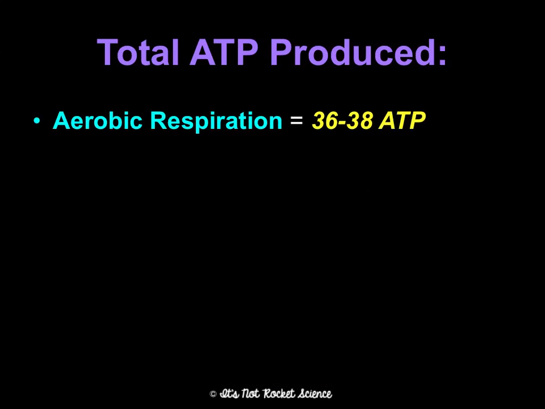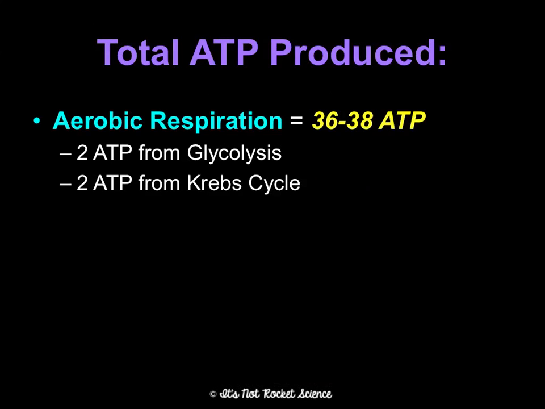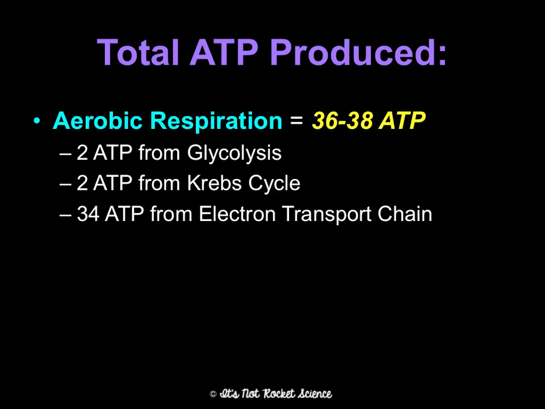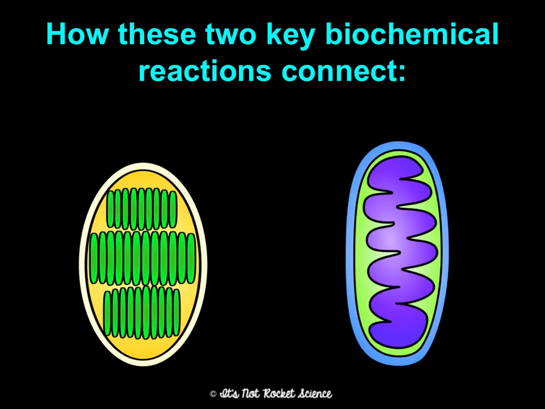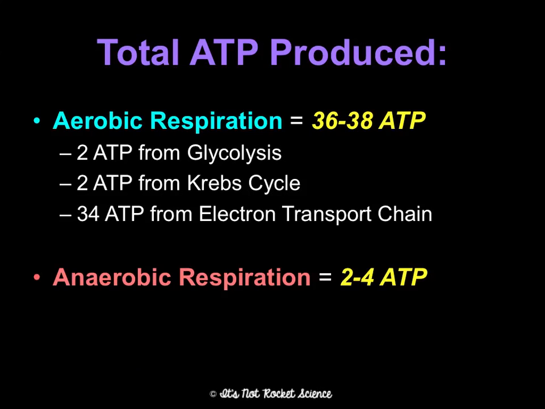So let's look at the total ATP produced. In aerobic respiration, you're getting 36 to 38, because you got 2 from glycolysis, 2 ATP from Krebs cycle, and then 34 from the ETC. Anaerobic, though, you're only getting 2 to 4. Because you're getting the 2 from glycolysis and then the 2 from the other steps, whether that's lactic acid or alcohol fermentation.